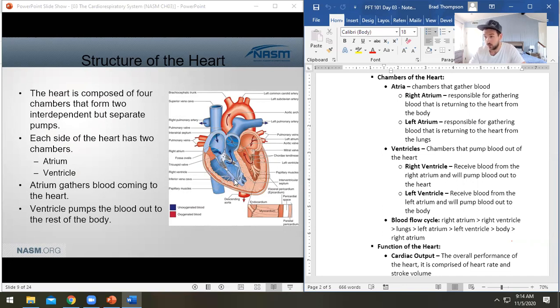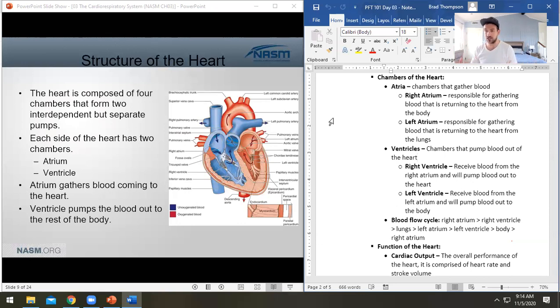Then my heart's going to squeeze, and that right ventricle is going to shoot that blood cell up through this tube and over to my lungs. Once it gets to my lungs, it's going to drop off CO2, and I'm going to exhale that CO2. Then I'm going to inhale more oxygen, and now that blood cell picks up all that oxygen.